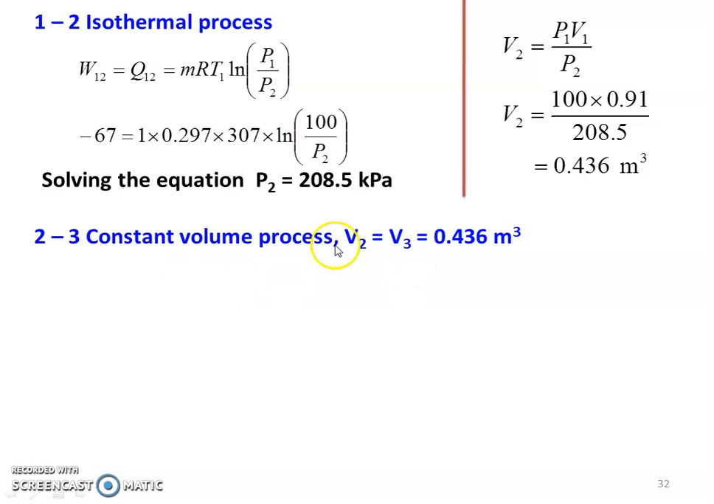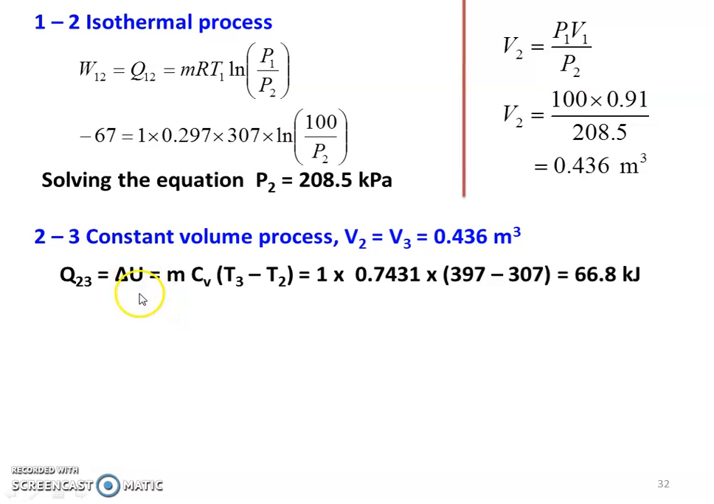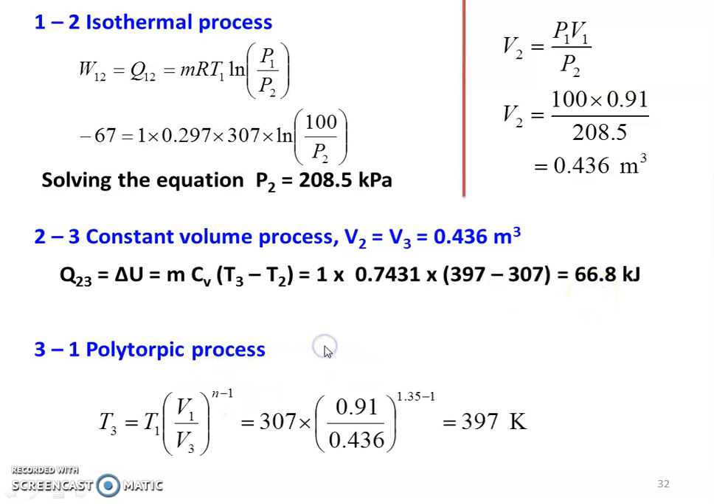Then for constant volume process, V2 equal to V3 equal to 0.436 meter cube. And Q23 equal to delta U, which is m Cv into T3 minus T2. Numerically substituting, 1 into 0.7431 into 397 minus 307 equal to 66.8 kilojoules. For polytropic process, temperature T3 equal to T1 into V1 by V3 to the power n minus 1. So substituting numerical values, 307 into 0.91 divided by 0.436 to the power 1.35 minus 1 equal to 397 Kelvin. T3 equal to 397 Kelvin.